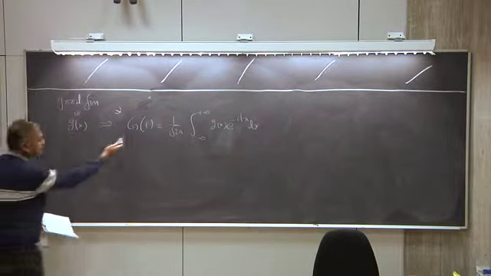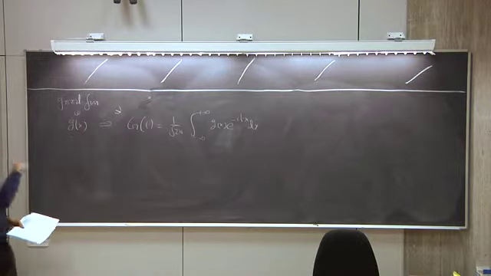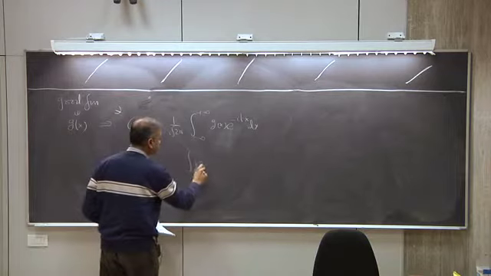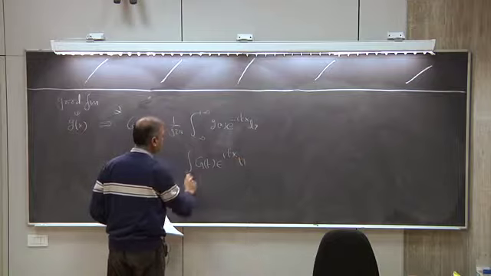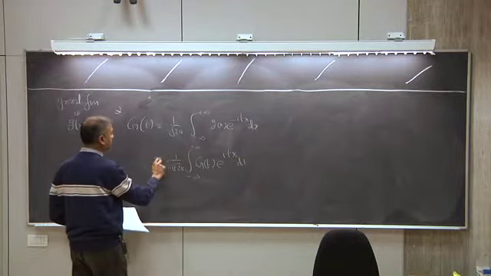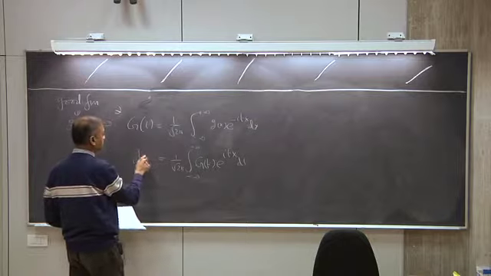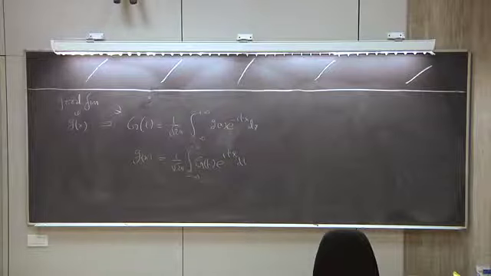And secondly, the inverse Fourier transform gives you back g(x). So if you construct the integral of capital G(t) e^{itx} dt, that gives you back g(x). So this was the important point about good functions.